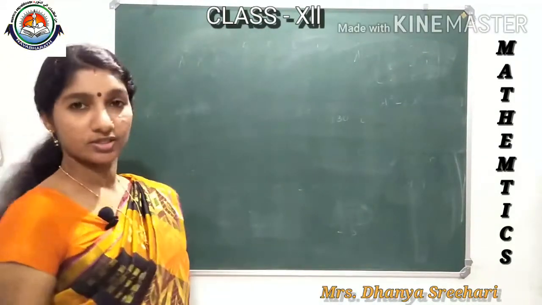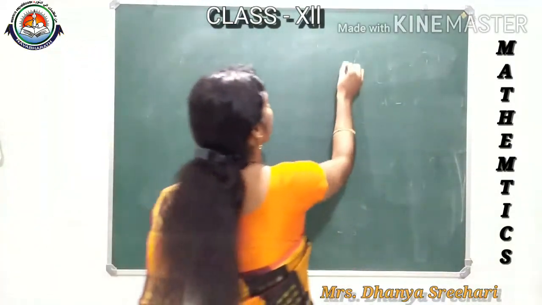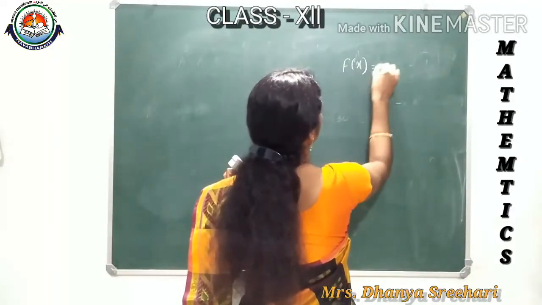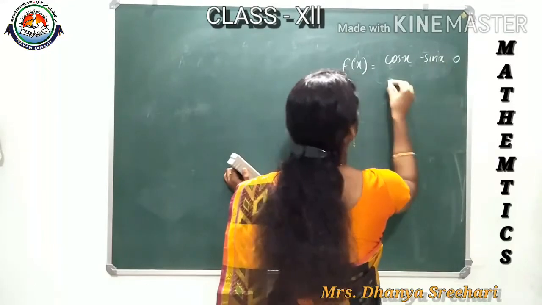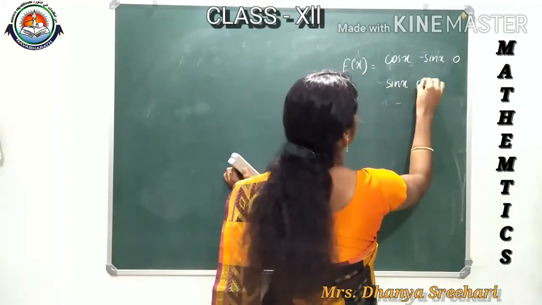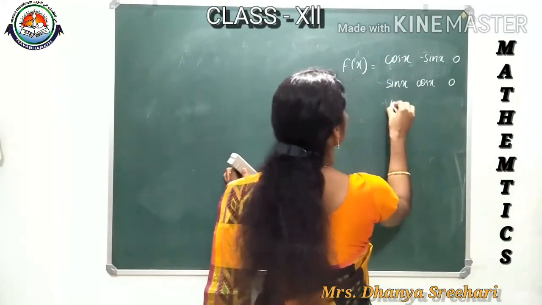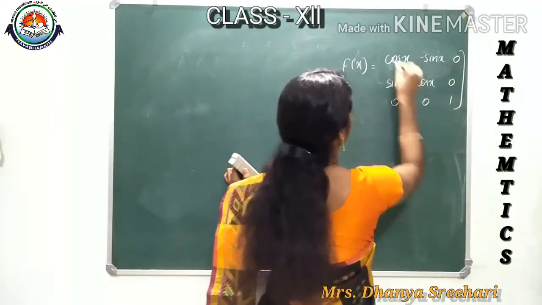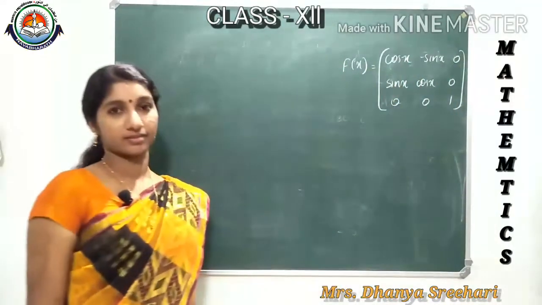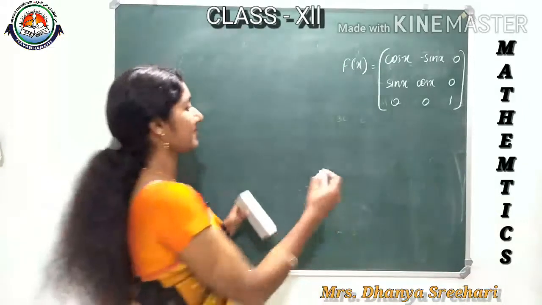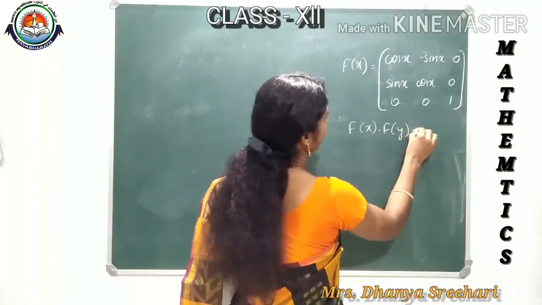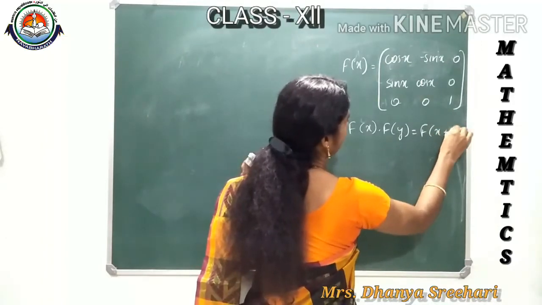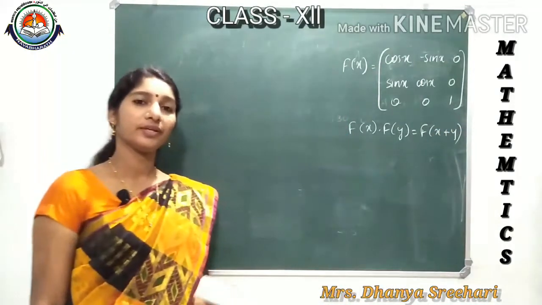Next question, one question is given like this in our textbook. F of x is equal to cos x, minus sin x, 0, sin x, cos x, 0, 0, 0, 1. One matrix is given like this. How will we do it? This question is given: prove that f of x into f of y equals f of x plus y. What we need to do?